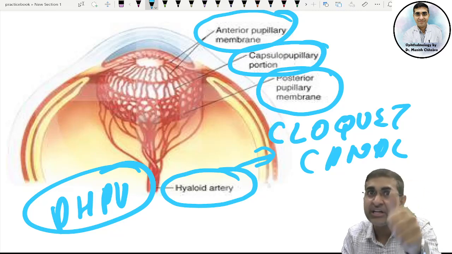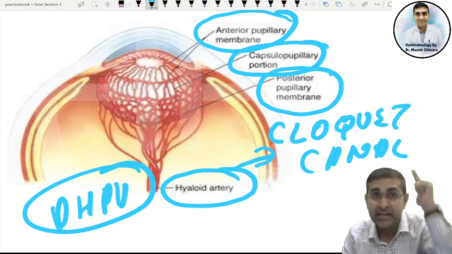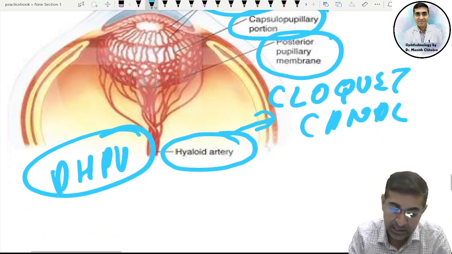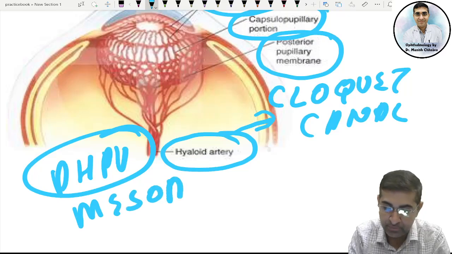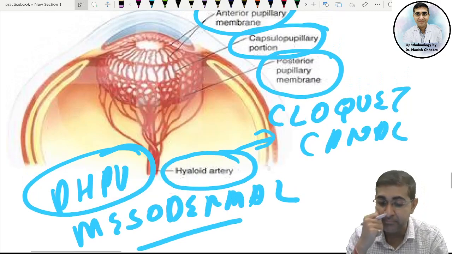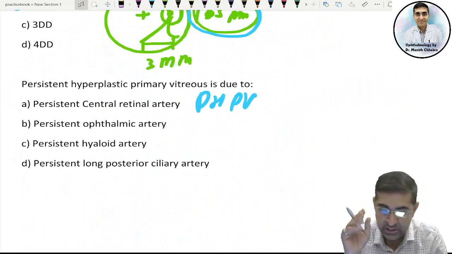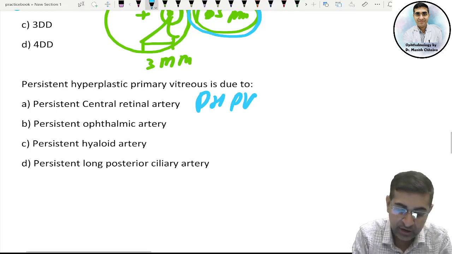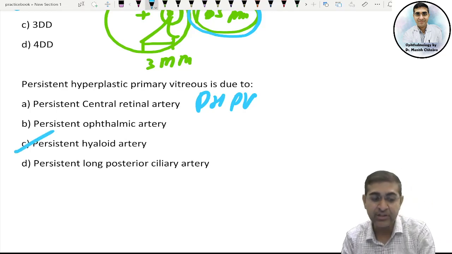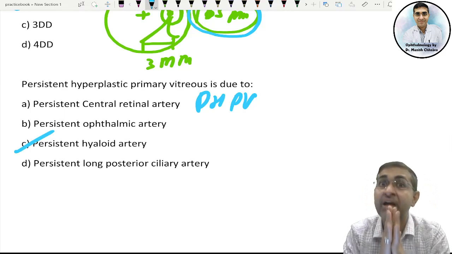That is why secondary vitreous is neuroectodermal in origin, but the PHPV is actually mesodermal in origin, because the hyaloid artery is mesodermal and it is nothing but the remnants of the hyaloid artery. I hope you have understood. So these are a few points which are very, very important, and we tend to make mistakes, and I hope these few questions' discussion will help you.